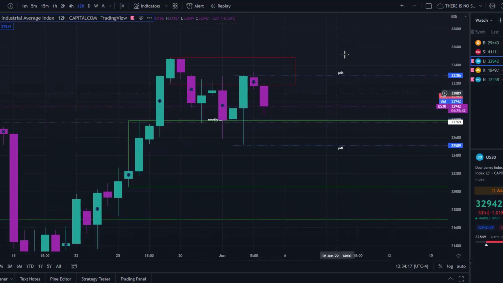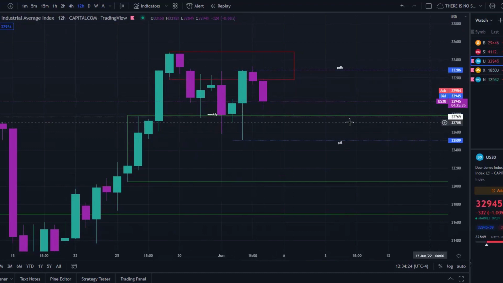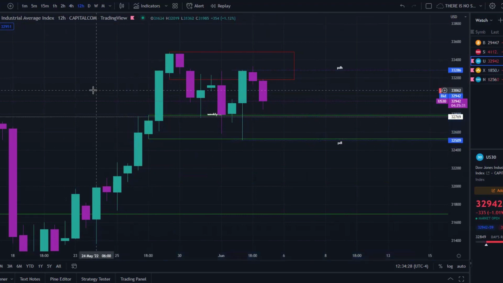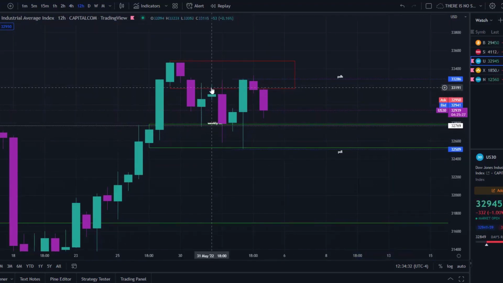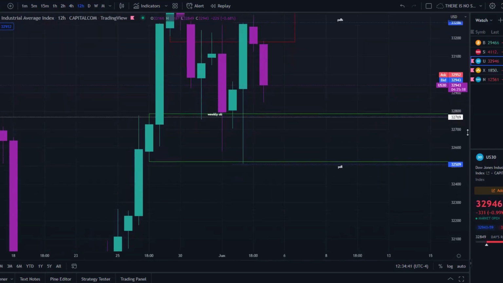So now that we're in the 12-hour, this is that little supply zone. And as you can see, guys, price keeps coming into this area and rejecting. And if we're refining areas, guys, this is that demand zone that price keeps coming into and pushing up. So guys, we are trading from a supply to demand zone. We're currently trading from supply to demand.